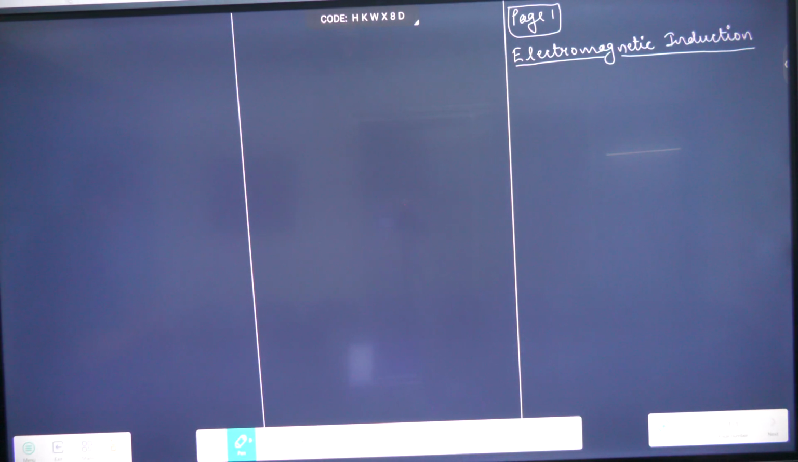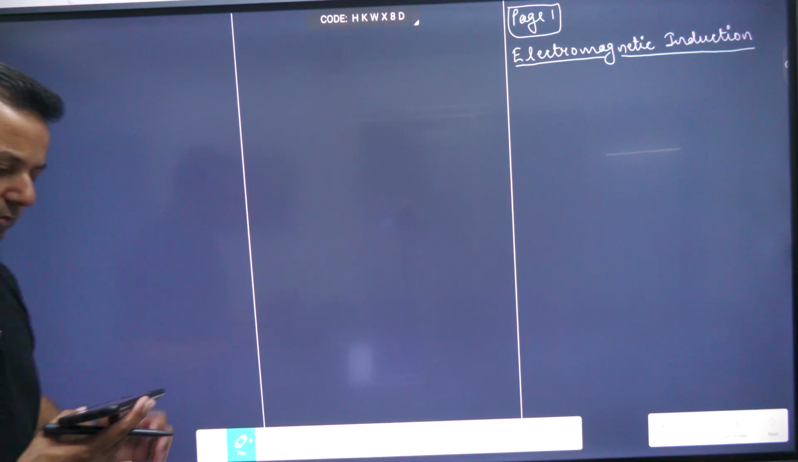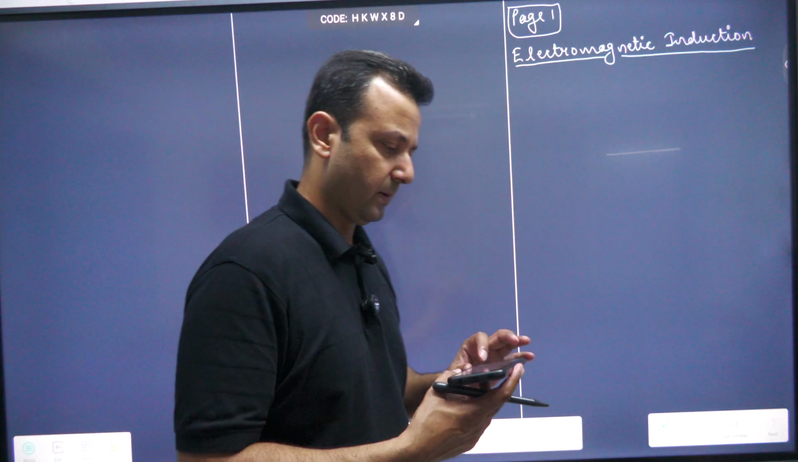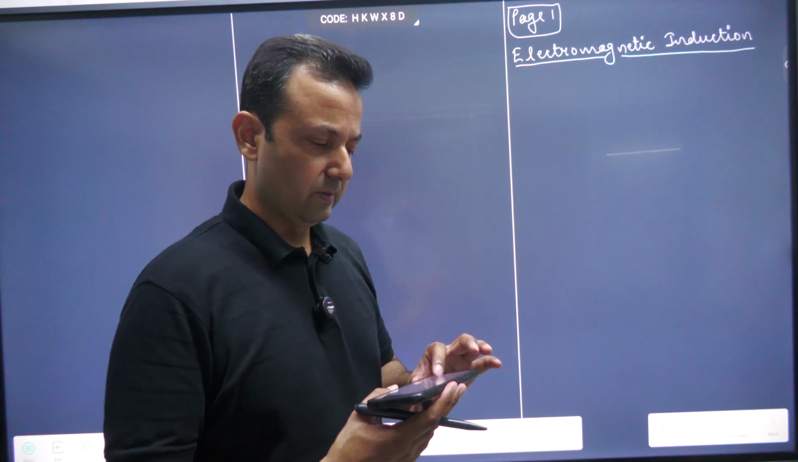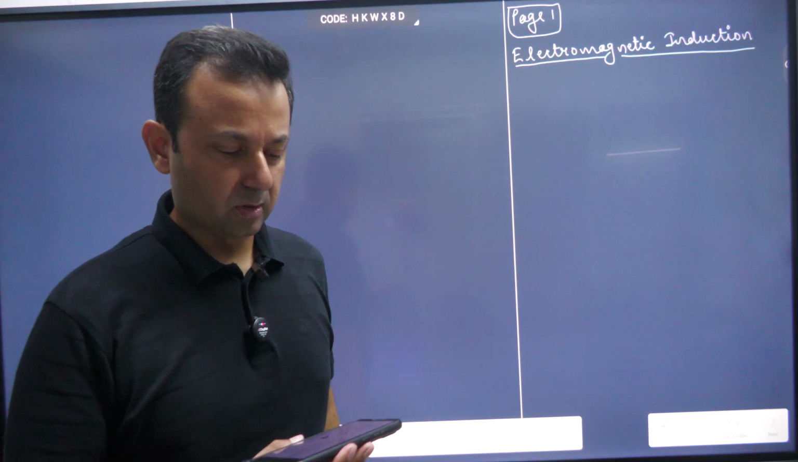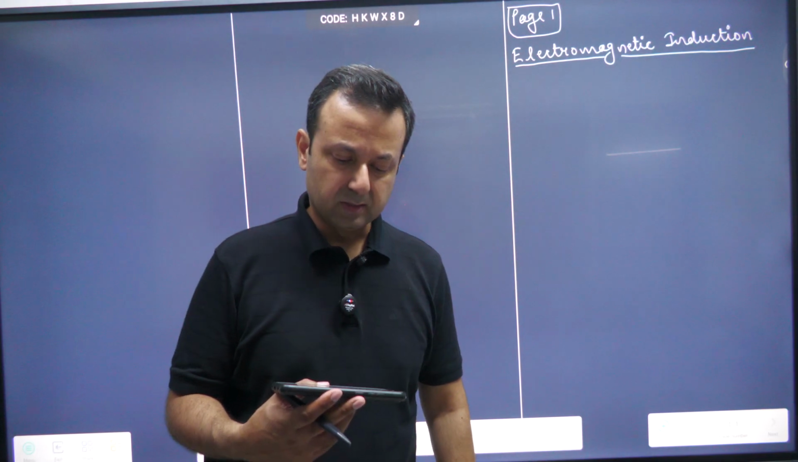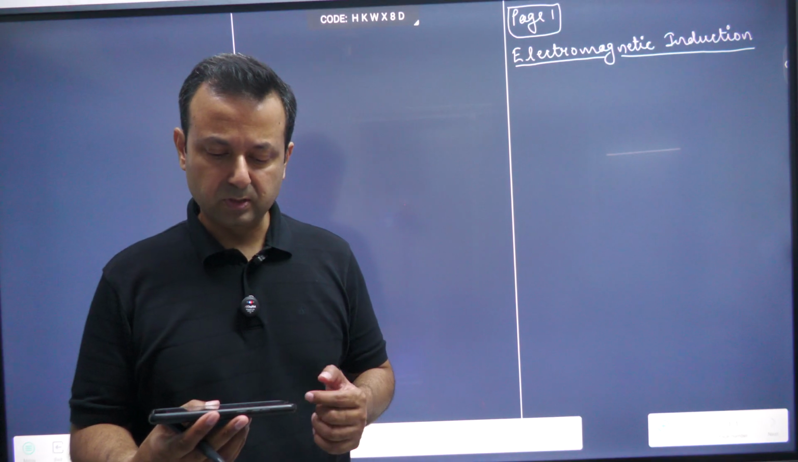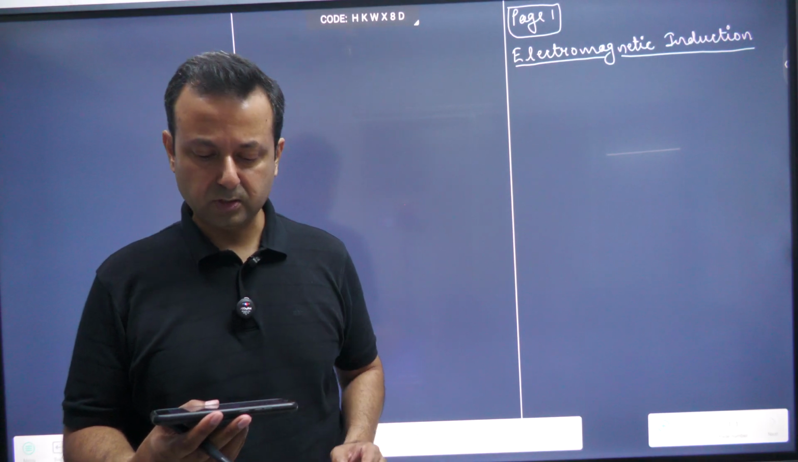Now, magnetic flux is a scalar quantity denoted by phi or phi B. If a uniform magnetic field B vector passes normally through a plane surface of area A, as shown in figure A, then the magnetic flux through this area is phi equals BA. If the field B vector makes angle theta with the normal drawn to the area A, then the component of the field normal to this area will be B cos theta.